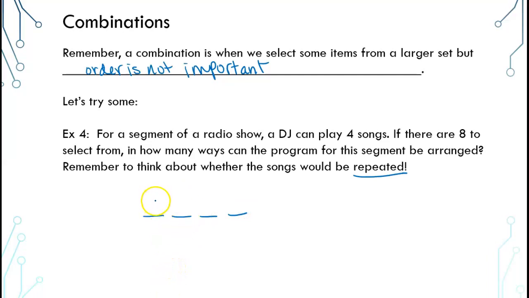In the first slot, he has 8 to choose from. Now, one of those songs has been used. So for the second song, there are now only 7 to choose from because we've already used one. For the third song, there's only 6 to choose from. And for the fourth song, there's only 5 to choose from. So now you would just get your calculator and use what we learned about the counting principle, 8 times 7 times 6 times 5, which gives him 1,680 ways in which he could select those 4 songs.